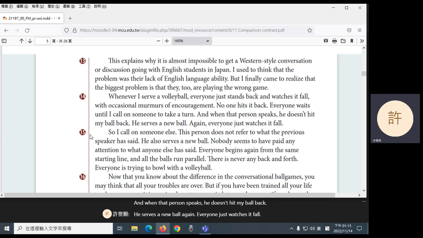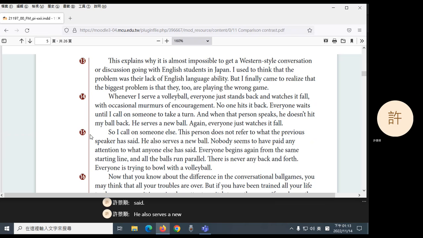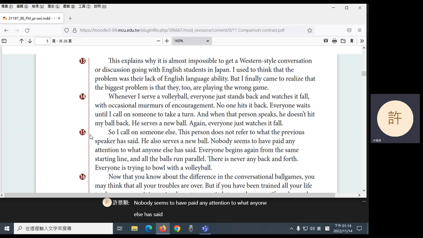So I call on someone else. This person does not refer to what the previous speaker has said. He also serves a new ball. Nobody seems to have paid any attention to what anyone else has said. Everyone begins again from the same starting line, and all the balls run parallel. There's never any back and forth. Everyone is trying to bowl with a volleyball.